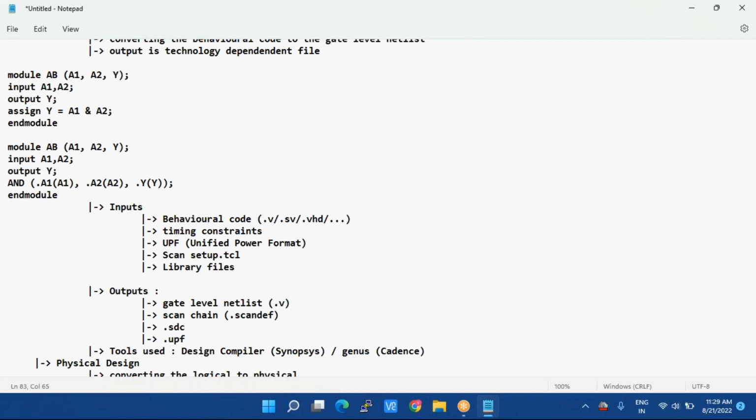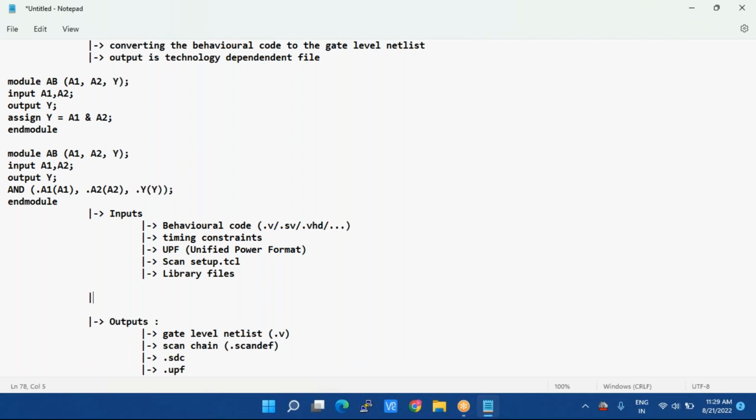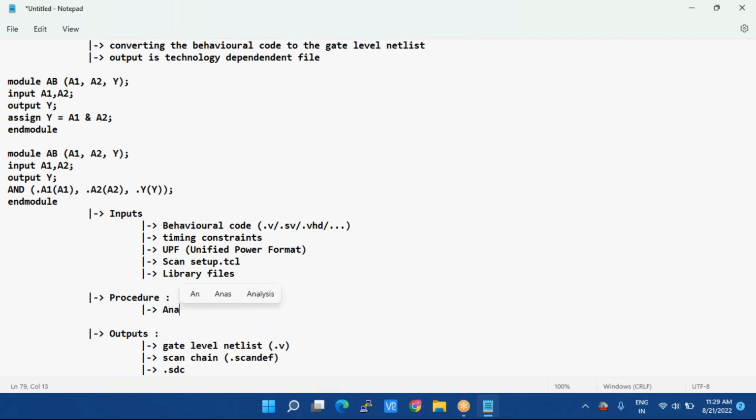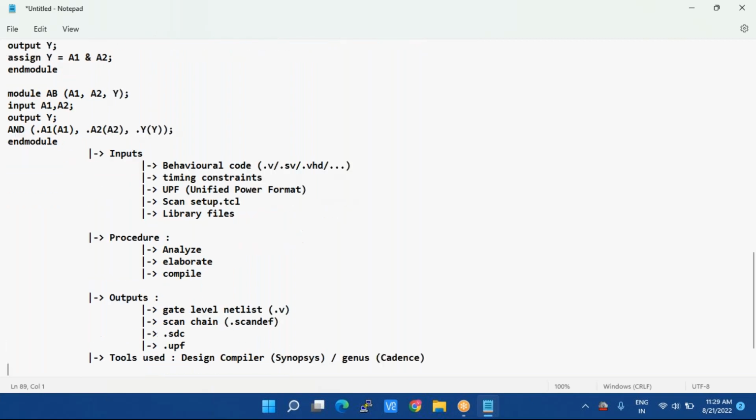Now, coming to the next. Synthesis is all about conversion. As for the procedure, I'll just give the synthesis flow. I won't touch it in detail; that will be explained when we go in depth into the theory. The procedure runs in 3 different stages: analyze, elaborate, and compile. So this is the basic part of synthesis.